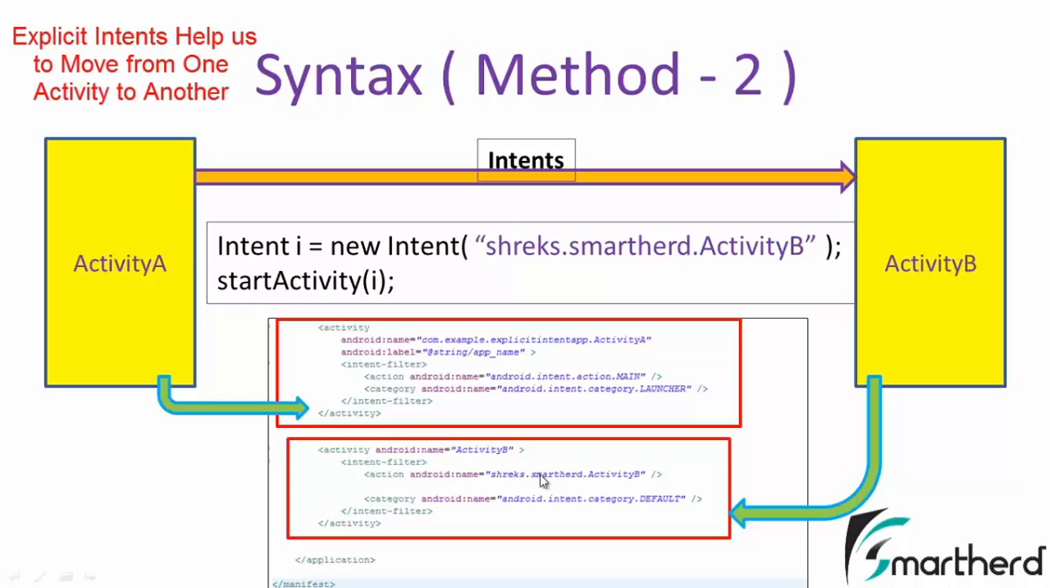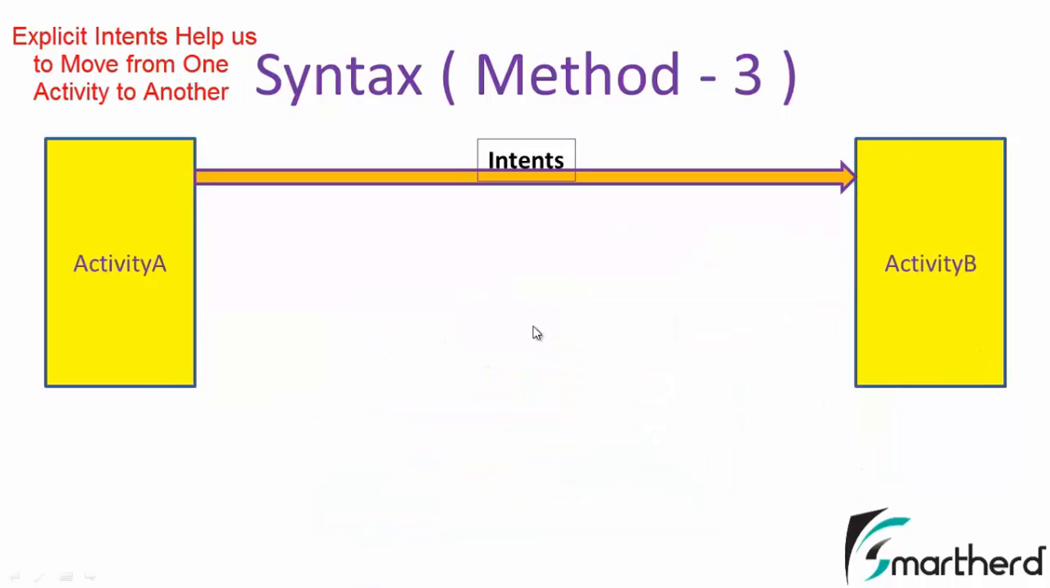This is a string that you can write as A, B, C, D, E, F, G, H, or you can write your name. It is not necessary to write shrakes.smartherd.activity.b. You can write whatever string you like here. This string is actually equal to this string, and this action name you have to write here. So whenever you start this intent, it is going to navigate from activity A to activity B, right? Now let us check out the method 3 code.